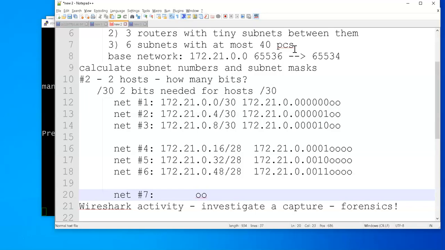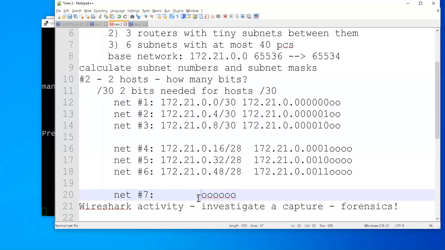Let's see. That gives me 2 hosts. That gives me 6 hosts. That gives me 14 hosts. 5 bits gives me 30 hosts. Do I need 6 bits in my host portion in order to get 40 hosts? With 5 bits, I can only get 30 squeezed in there. So I need 6 bits in my host portion. And now I need 8 bits total. So what are the bits going to be in my first subnet?